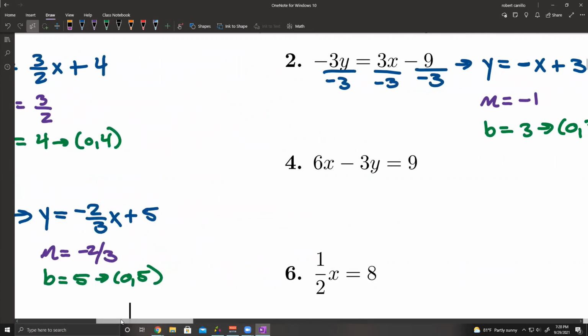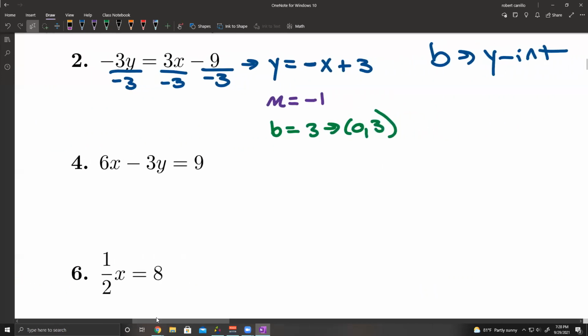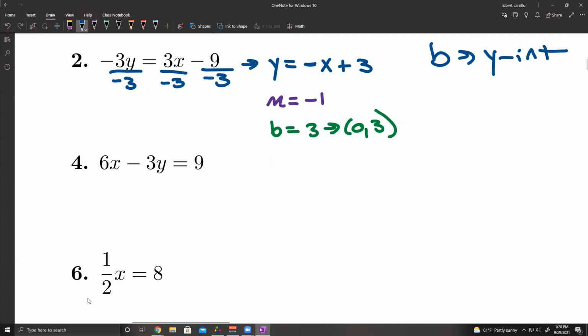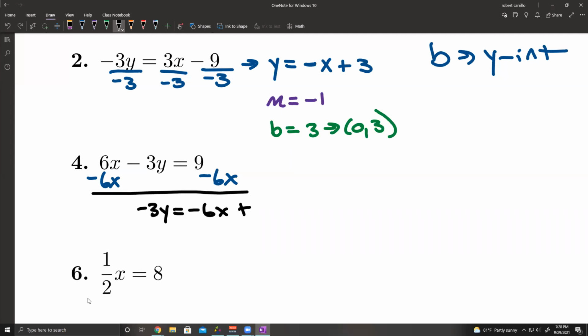Okay. Number 4, just like number 3: 6x minus 3y equal to 9. We want to get negative 3y all by itself. So what do we move over to the right side? 6x. Since it's positive, the only way to get it over there is to subtract it. Here's my operation line, and we get negative 3y equal to negative 6x plus 9.